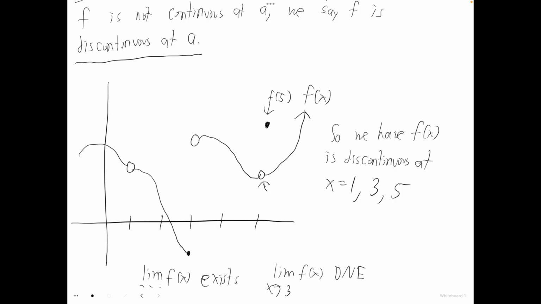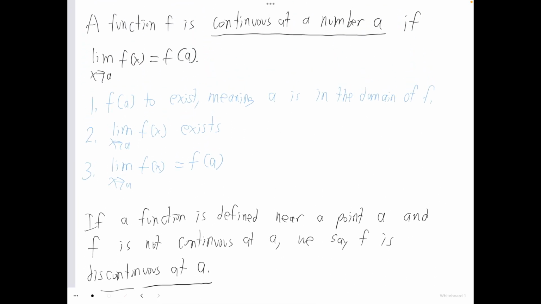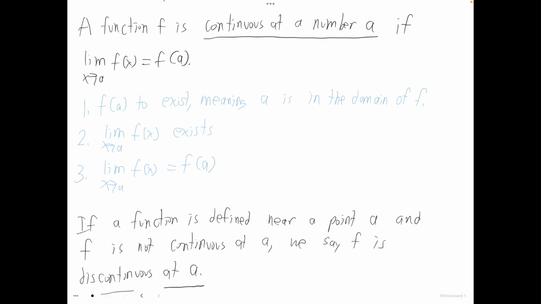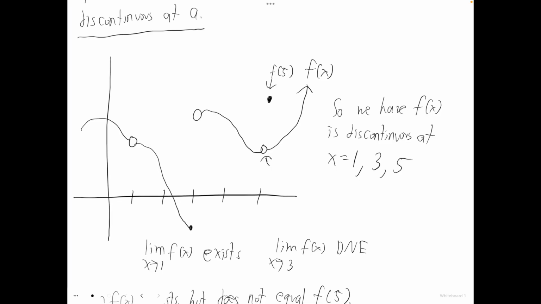And so we can see each of those three conditions that we mentioned for continuous have a potential to fail. In the first one here, the limit exists, but f of a is not defined. The second one, at 3, we have the problem that the limit did not exist. In the third one, both the limit existed and f of a existed, but they just weren't equal. And so we can have points where we're discontinuous for each of these three possible situations.